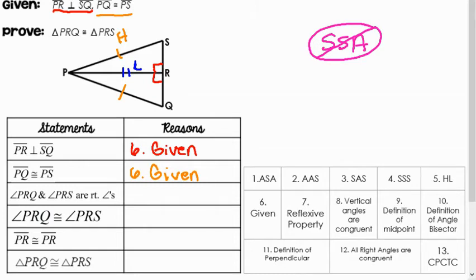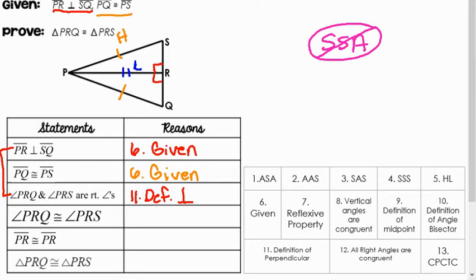Okay, so next it says angle PRQ and angle PRS are right angles. So that's PRQ and PRS. How did we know those were right angles? Well, that followed from the fact that they were perpendicular. So this given is what led to this. So that follows from definition of perpendicular, which this time is reason number 11. Definition of perpendicular. You told me that they were perpendicular, and then I knew that that meant that they meet to form right angles. So that was definition of perpendicular.